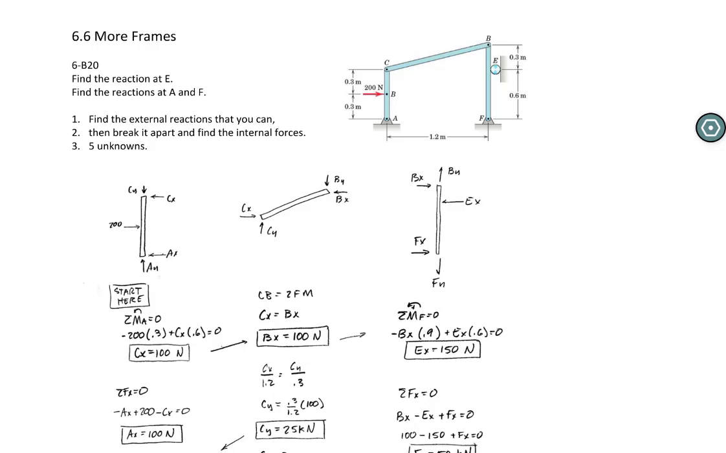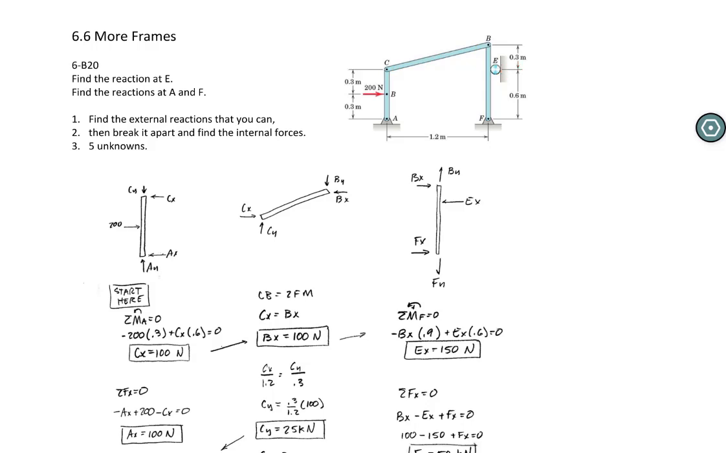I'd like to continue on here in section 6.6 with frames. Now 6b20, this problem here is a frame. We have a force pushing it here. It's basically shoving the whole thing this way. This is a two-force member, which means that it's reacting back like that.